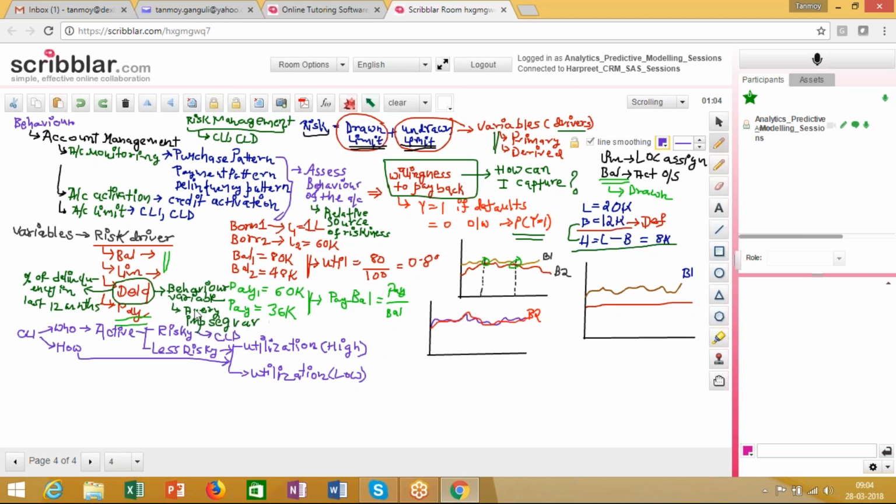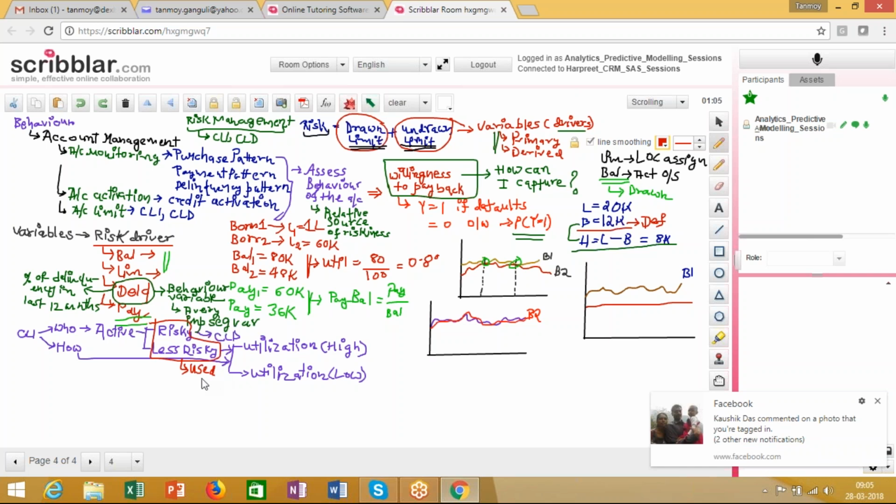Now over here, to understand the less risky and the more risky borrowers, it is this part where the behavior score is actually used. This is where this score is used. Behavior scores are used. Clear?